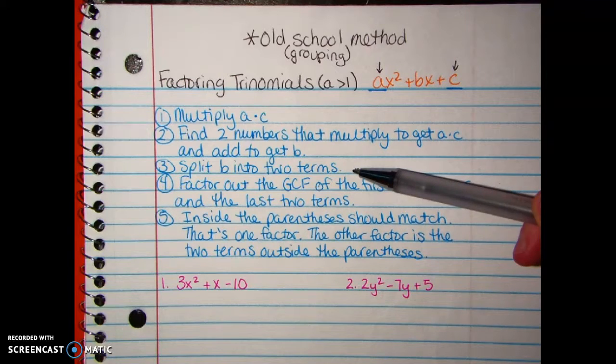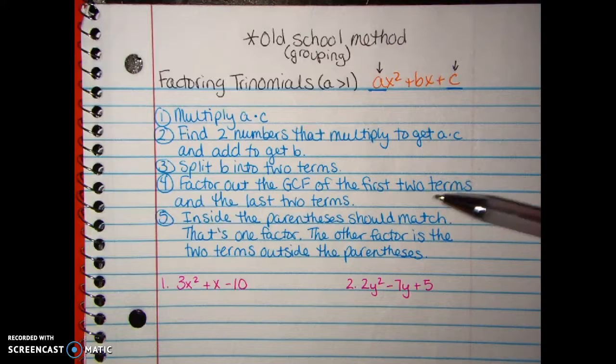But split b into 2 terms. Factor out the GCF of the first 2 terms and the last 2 terms. And that's when we're going to group them. And then inside the parentheses should match. That's one of the factors. The other factor is the 2 terms that will be outside of the parentheses. And those probably don't make much sense to you right now, but it will, hopefully.